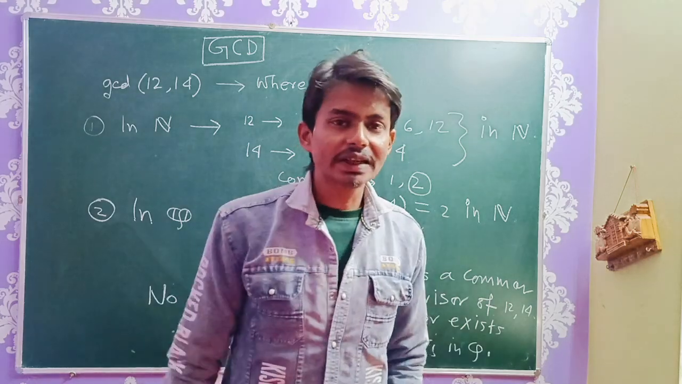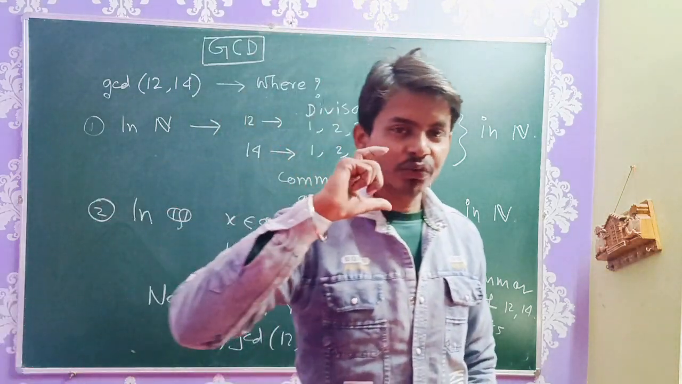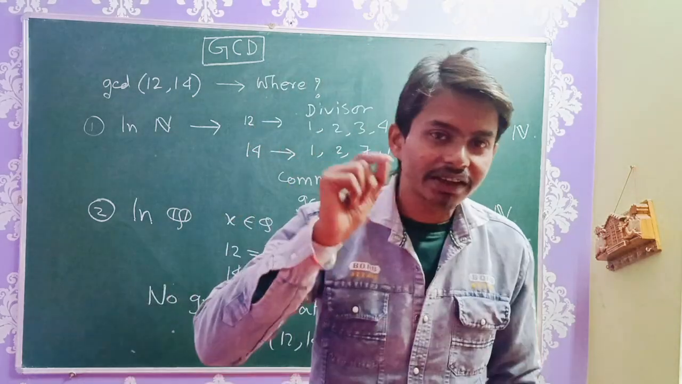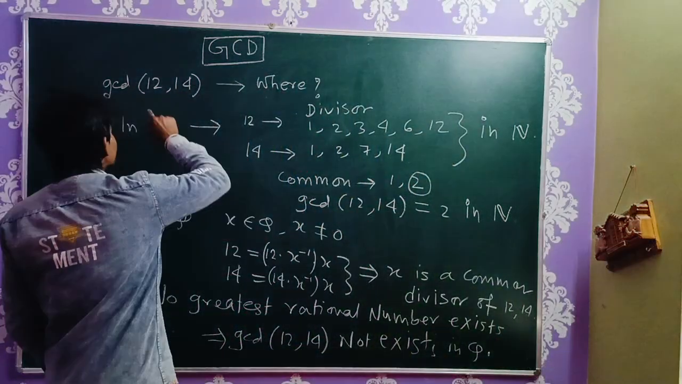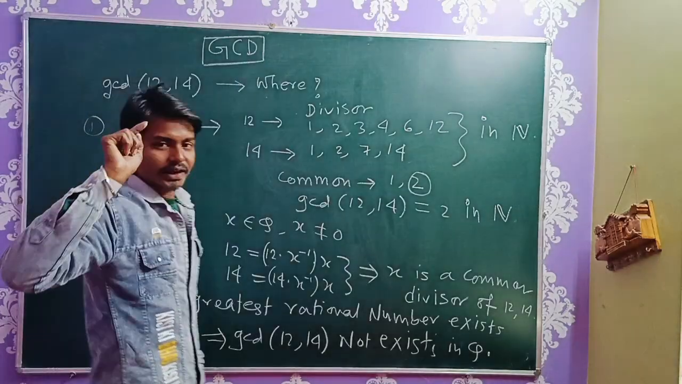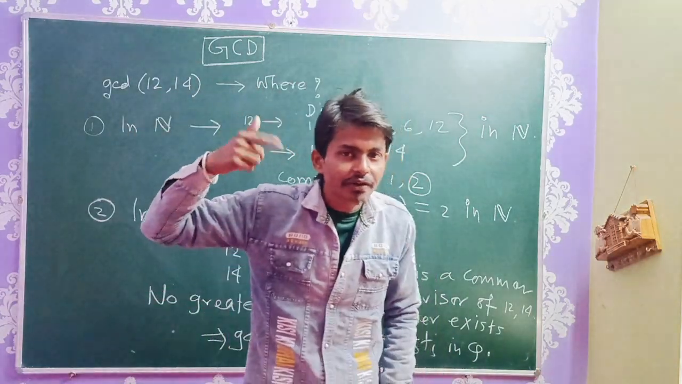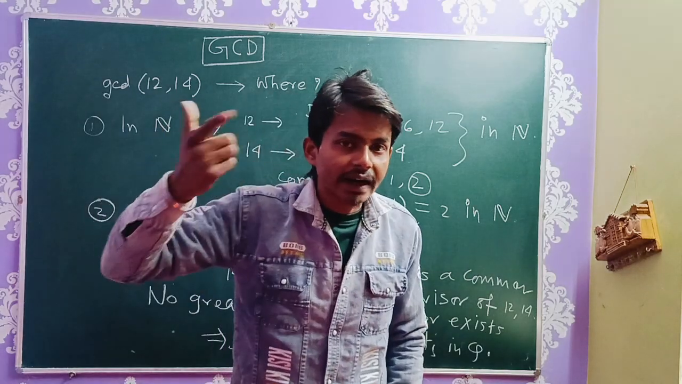In this video, we see that the GCD of any two numbers does not always exist. So here I take one example. I want to calculate the GCD of 12 and 14. What do you mean by the GCD of two numbers? First, you have to list out all the common divisors and take the greatest among all those common divisors.